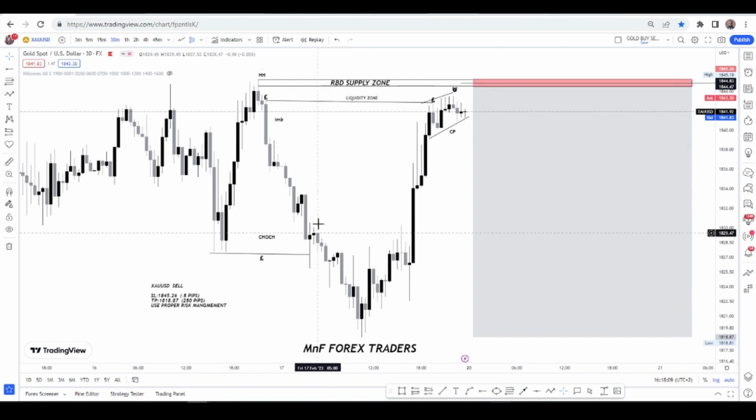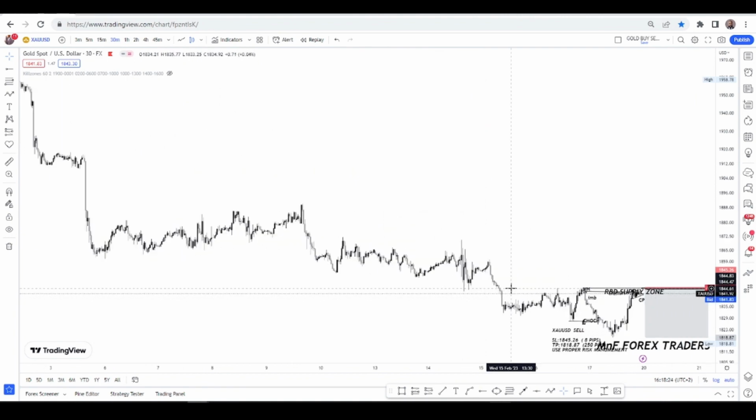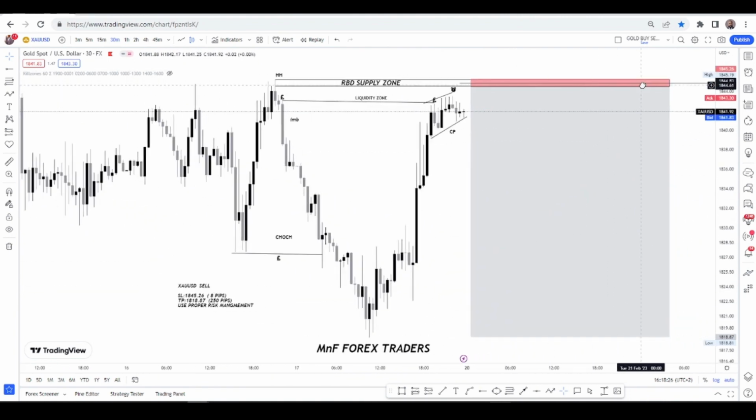So this is how it is. We have a rally base drop supply zone with equal highs. Then we have the market coming to us in terms of the compression. So what we're waiting for here is for price to push into this level, then for potential sales. And remember that we are trading in the direction of the trend, which is the path of least resistance.